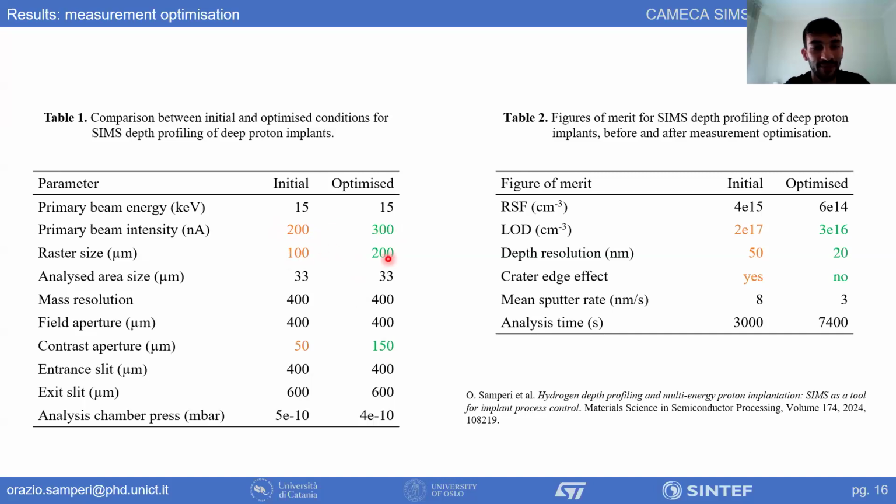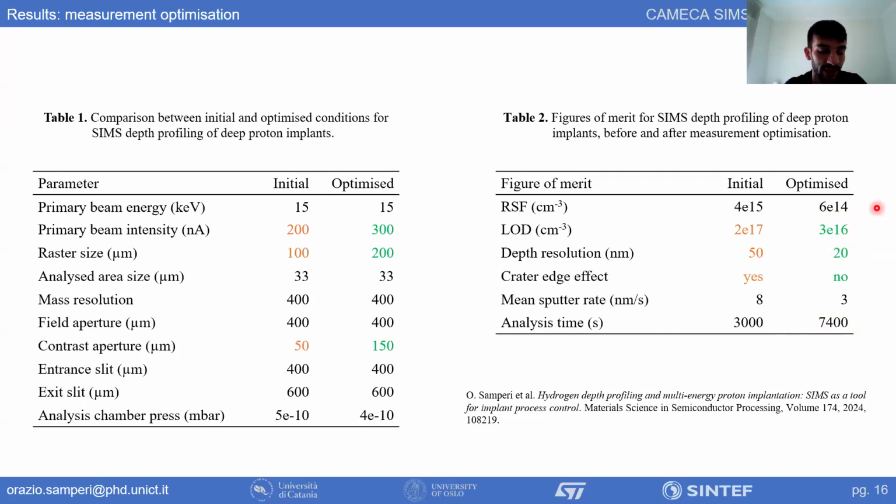Then you decrease it a bit, because when you increase the raster size, the sputter rate goes down. And at the end, you try to recover some signal by adjusting the contrast apertures. And these are the results, table 2. So here, what I can say to you is that with a measurement that takes only around 2 hours, you can obtain a limit of detection of 3 times 10 to 16.